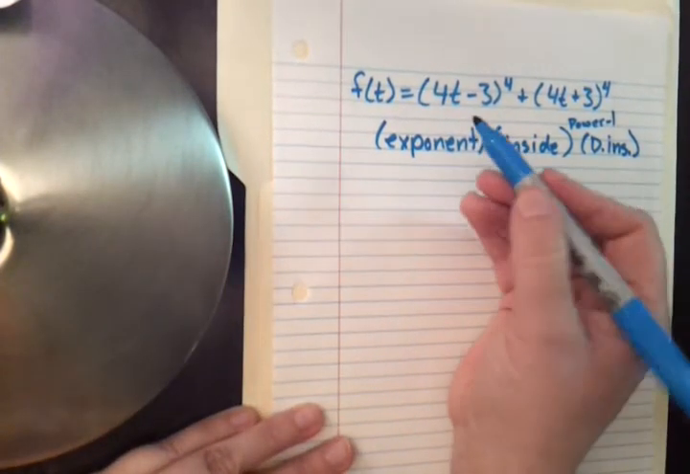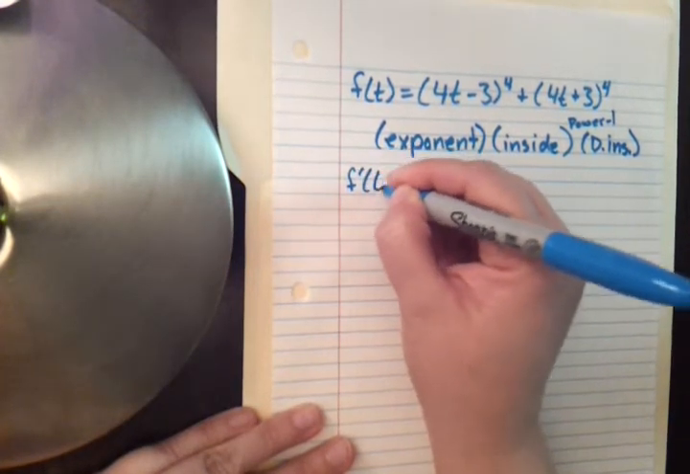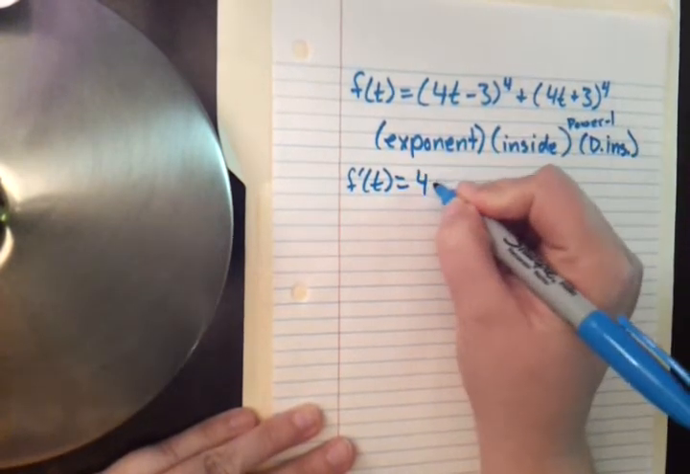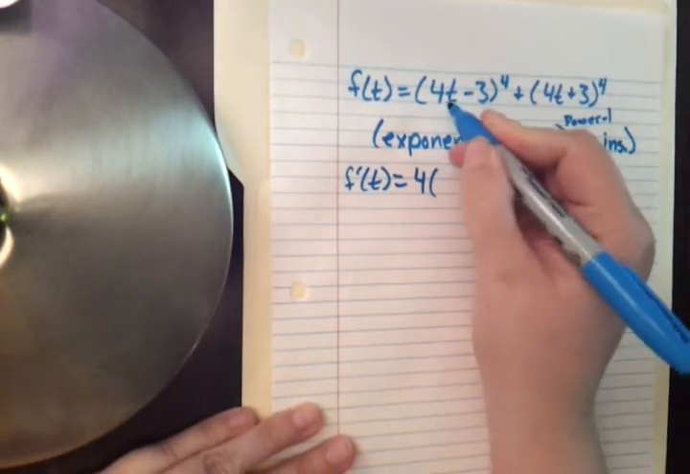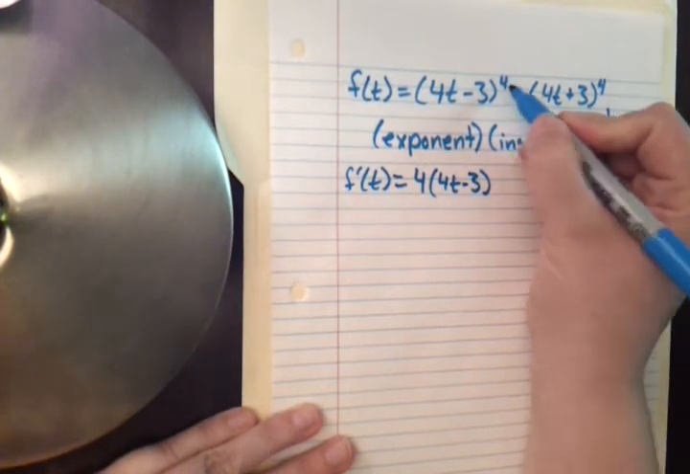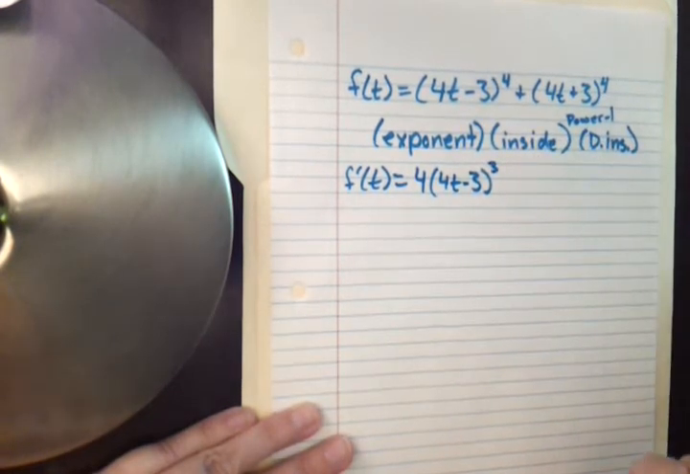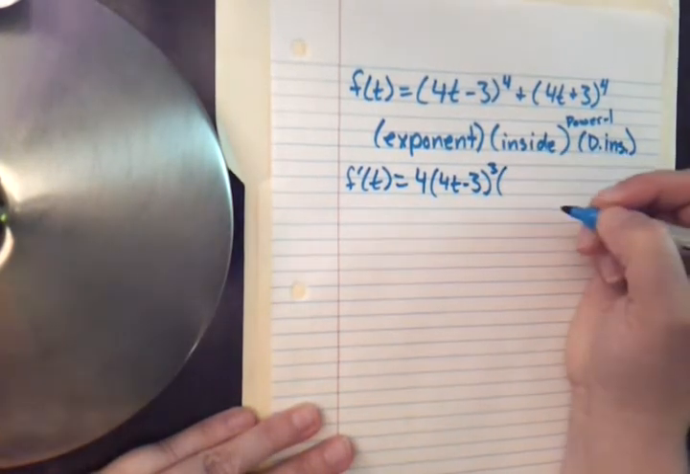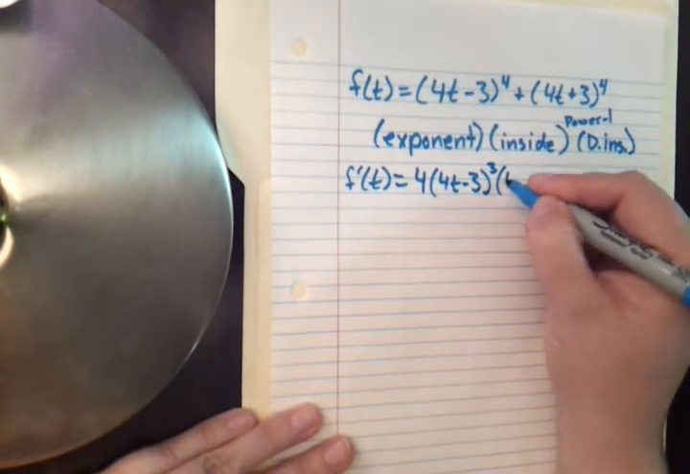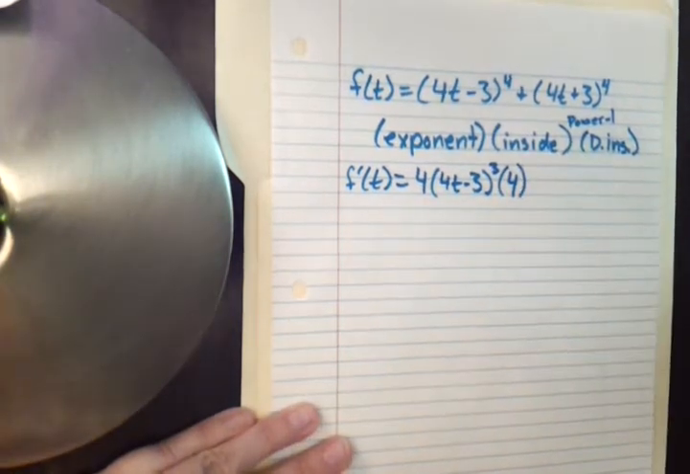So in this case, for the first part, we're doing f prime of t, we're taking a derivative. The exponent is 4 times whatever was inside the parentheses, 4t minus 3, and then we need to take the power minus 1, so that 4 turns into a 3 here, and multiply it times the derivative of what's inside. Well, the derivative of 4t is 4, and the derivative of negative 3 is 0, so that's that.